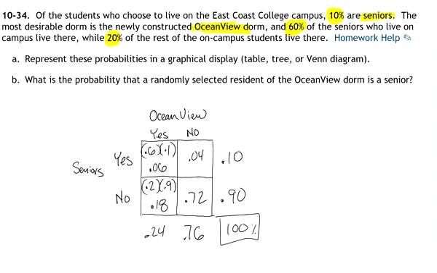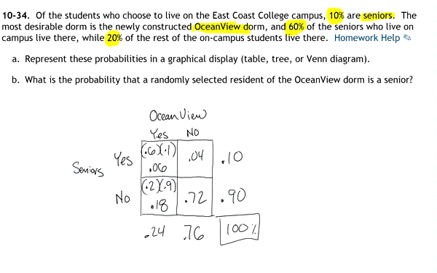So as you can imagine, this was difficult with a two-way table. I found it impossible to try and represent all this using a Venn diagram. And it might be worth it to watch this and think about it a couple more times. But I think now we're nicely set up to answer question B. It says, what is the probability that a randomly selected resident of the Ocean View dorm is a senior? That does feel relatively simple.